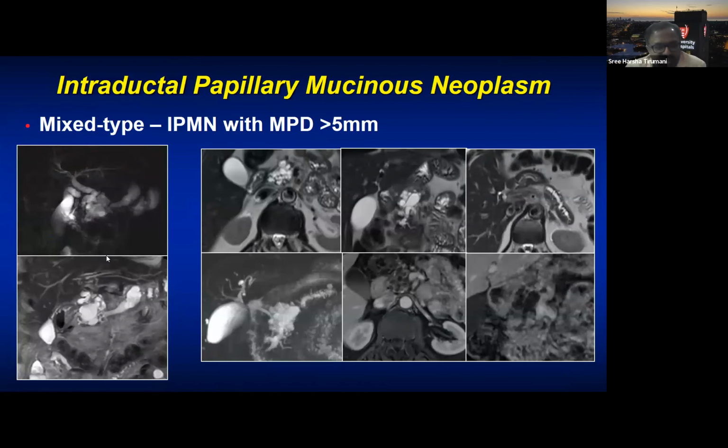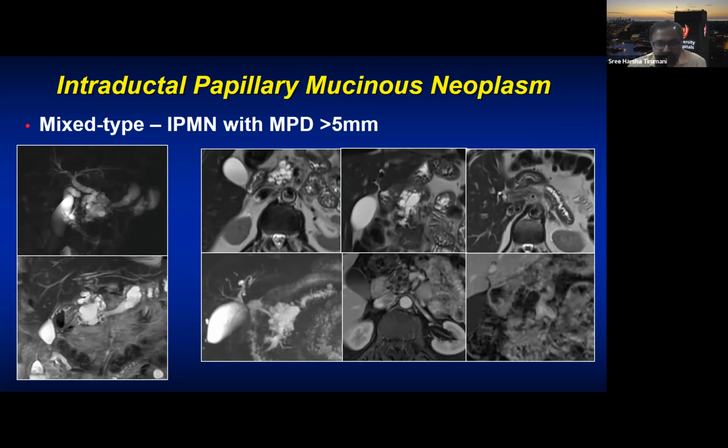It's basically nothing but a branch duct IPMN with associated dilatation of the main pancreatic duct. So these are 2 different examples. This patient has a huge multiseptated cystic lesion, which is causing some biliary obstruction because of mass effect. And in addition, the pancreatic duct is diffusely dilated. Same in another patient with diffuse duct dilatation and a cystic lesion in the head and uncinate process. So when you have a combination of an IPMN with duct dilatation, we label it as mixed type IPMN.